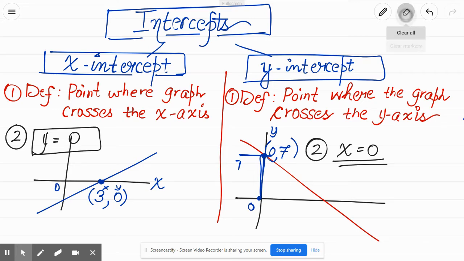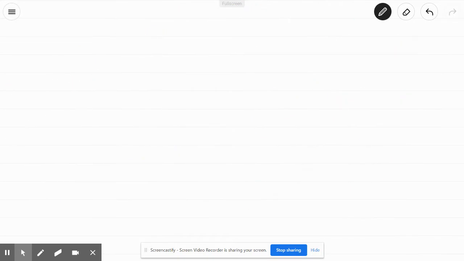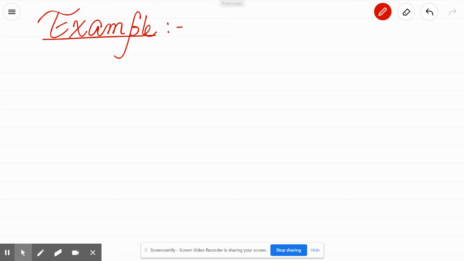All right, let us have this fly away. And on this page now, we will take a look at questions where we will calculate the x and y intercept. So let us say we have a question: 2x plus 4y equals 24.